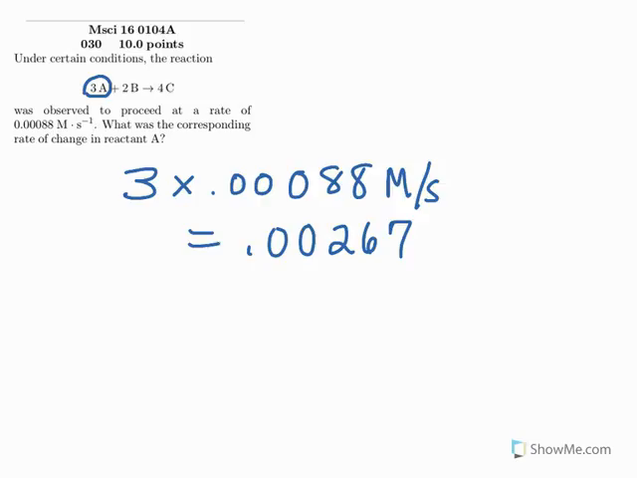Now, because A is a reactant, it will be disappearing, and the sign convention is that when you have a rate for one of the reactants, because it's disappearing, you're going to put a negative sign in front of it to indicate that it's a reactant. So this would be your rate of change for A.